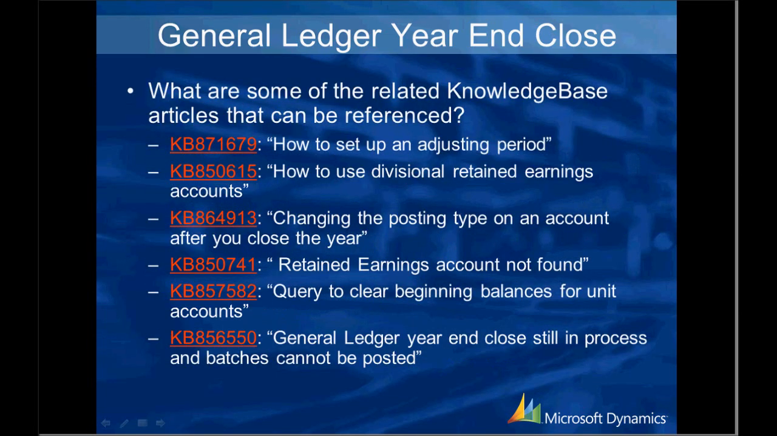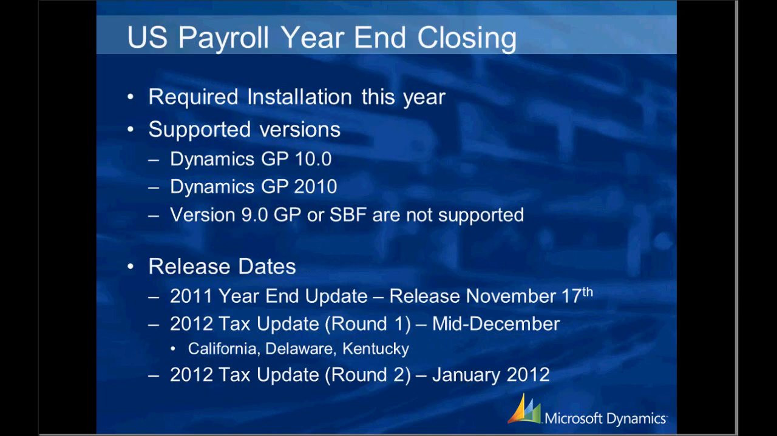Here is a list of knowledge base articles that we can use for setting up adjusting periods, divisional retained earnings, changing the posting type for an account, retained earnings account not found, querying to clear beginning balances for unit accounts, and general ledger year-end close still in process and batch cannot be posted. That's the end of all of our general ledger closing.